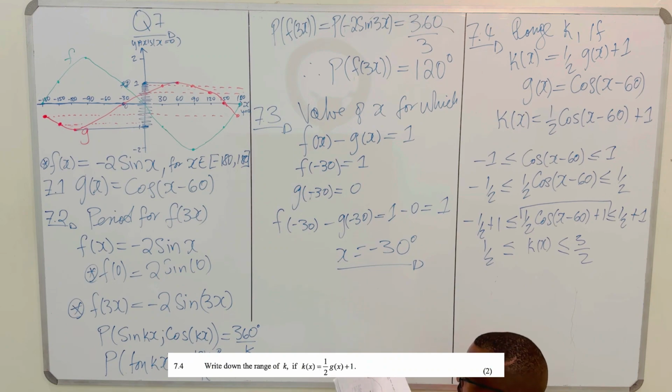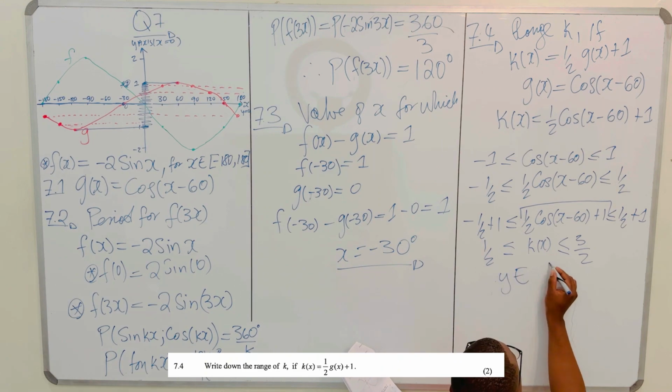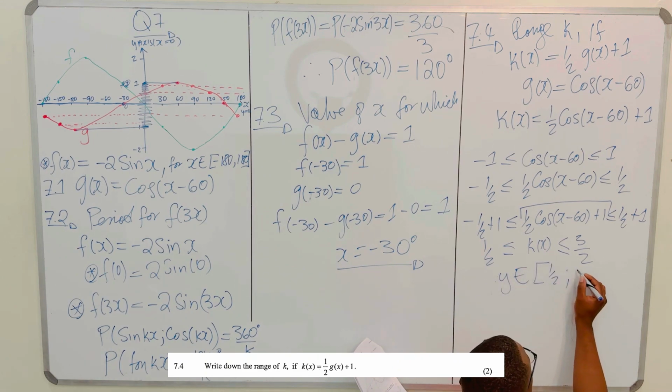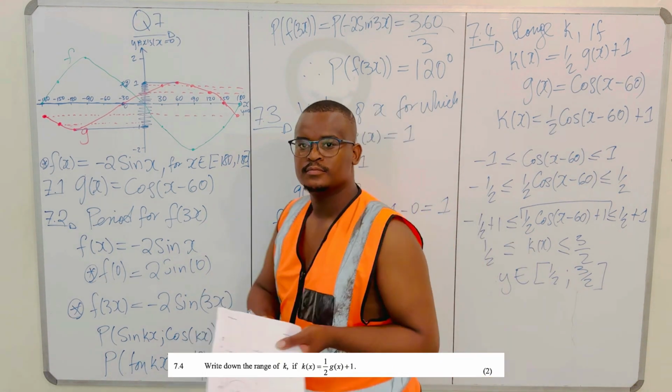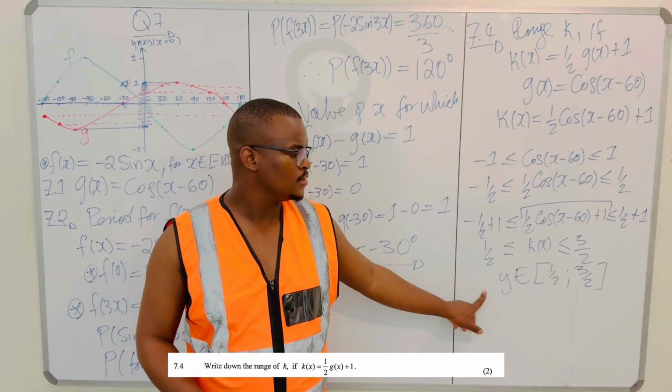So they wanted the what? The range of this thing. So here is your range. Or you can say your y is an element of 1 over 2 to 3 over 2. That's it. That is your range for your function.